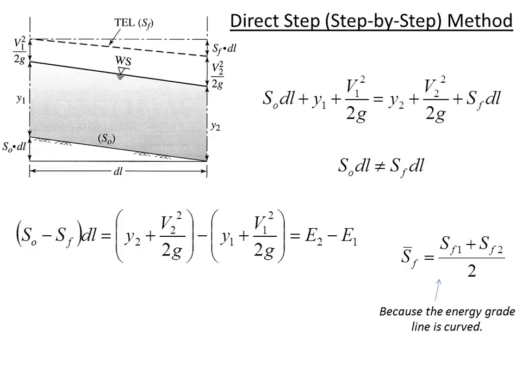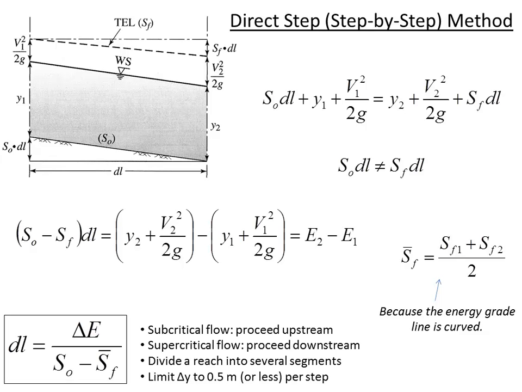Now remember that in the numerical integration method, we considered properties at the midpoint between 1 and 2. We were trying to find out what was the slope of the energy grade line at the midpoint, because the slope of the energy grade line at 1 is going to overpredict. The slope of the energy grade line at 2 is going to underpredict. So if we average the slope, then that gives us a little bit more of an accurate result because of the curvature of the energy grade line.